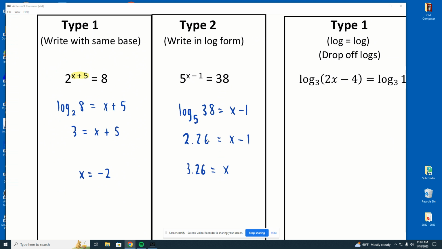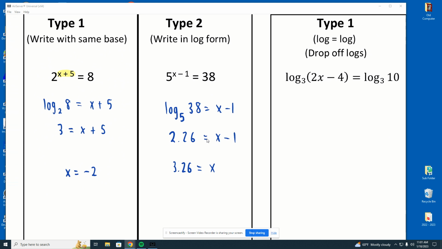So the point is this. When it comes to having the same base or creating the same base, you really have options. You could use type 1 or type 2. I'm not going to tell you which one you have to use. Now, on the one like number 2, you can't do type 1. You have to do type 2. Okay? So, please remember that.